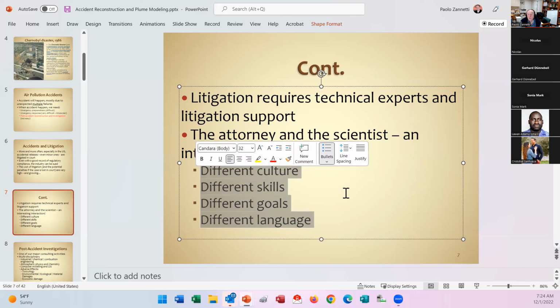A goal of an attorney is to win the case for their clients. That's their goal. A goal of a scientist is to be honest as much as possible and to apply the best available science.